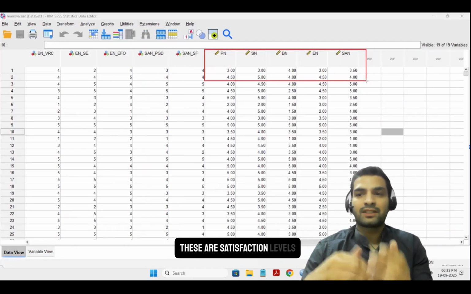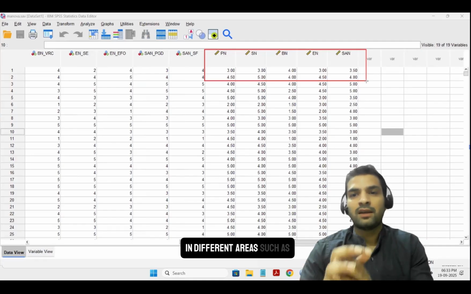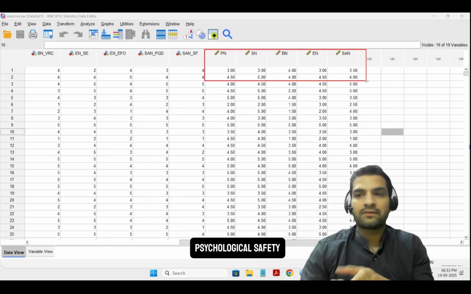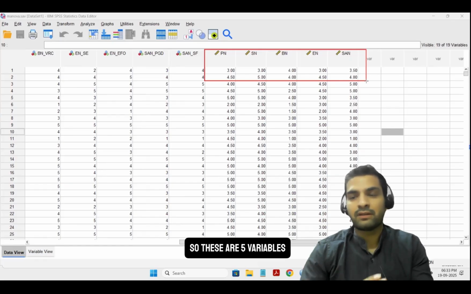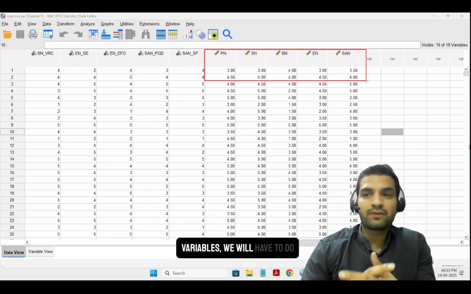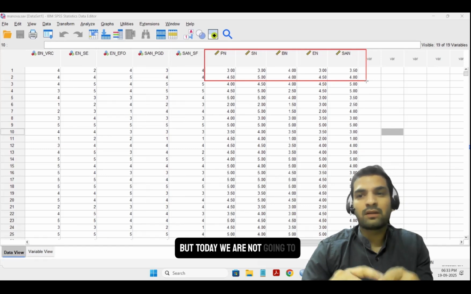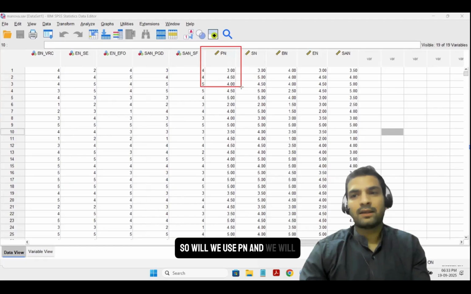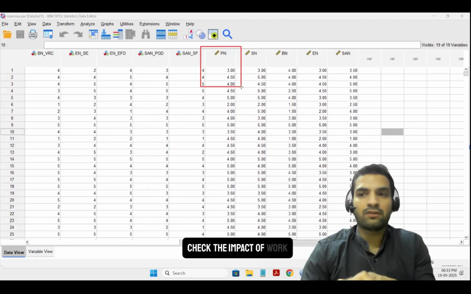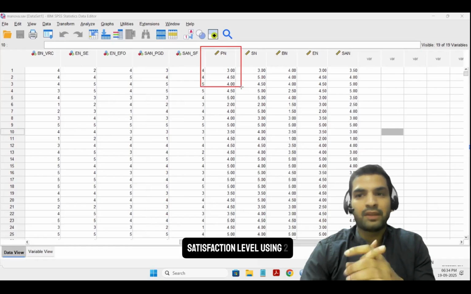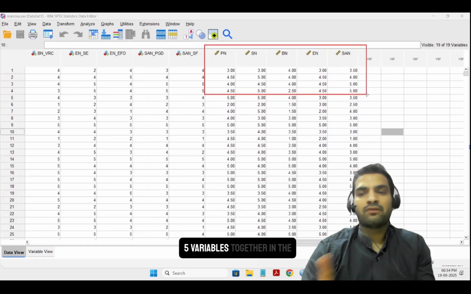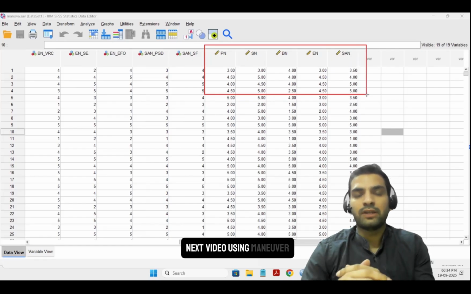Now here we have our dependent variables. These are satisfaction levels in different areas such as self-actualization, belonging, psychological safety, and otherwise. So these are five variables. When we have five dependent variables, we'll have to do MANOVA, but today we are not going to do that. We'll just focus on one variable. So we'll use PN and we'll check the impact of work location and gender on this satisfaction level using two-way ANOVA. We'll be covering the analysis for all of these five variables together in the next video using MANOVA.